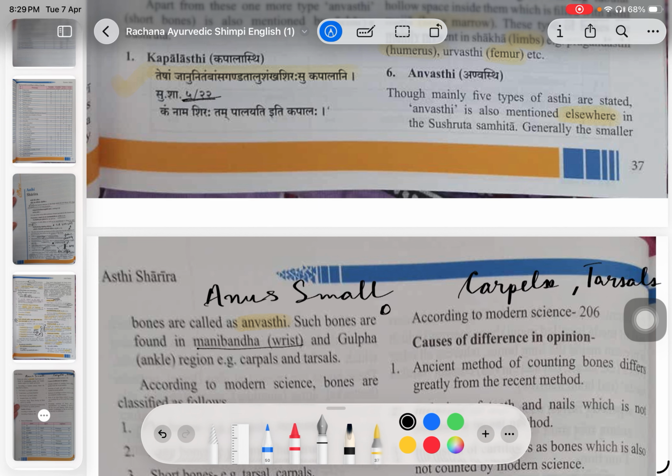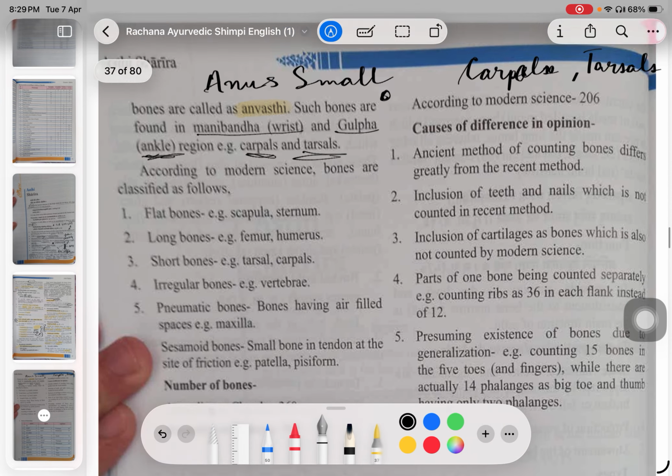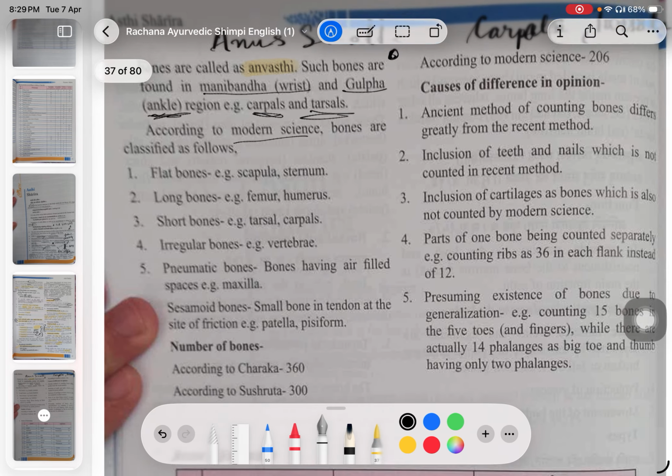Just as pisiform is one of the smallest bones, right? Such bones are found in Manibandh, the wrist, and Gulf, the ankle region. The example is carpals and tarsals, right? Carpals and tarsals. According to modern science, bones are classified as follows.